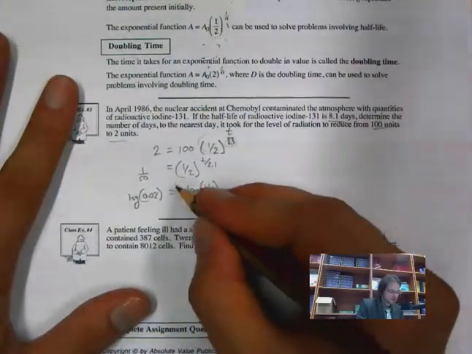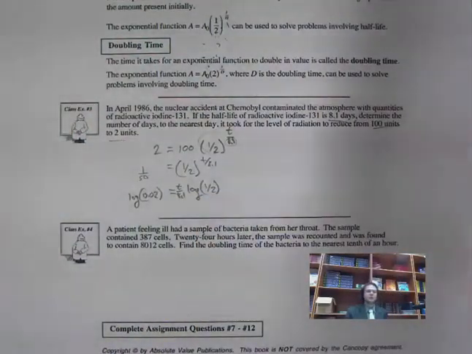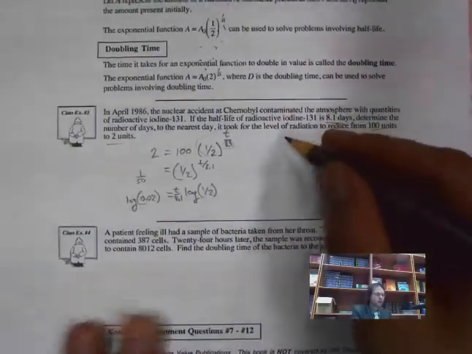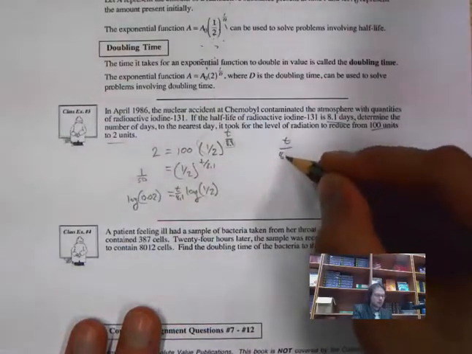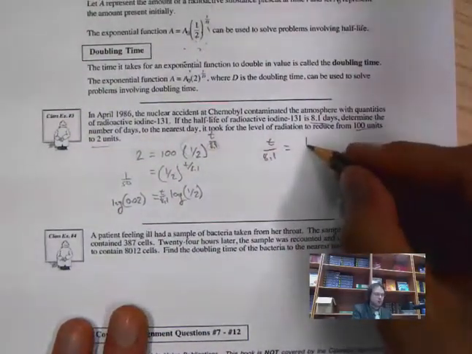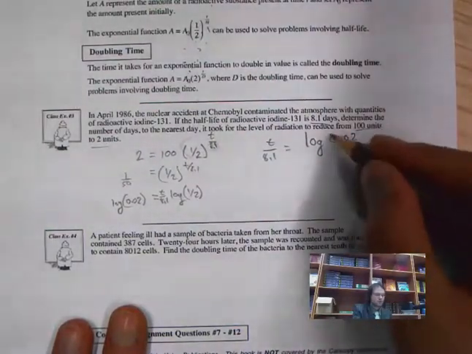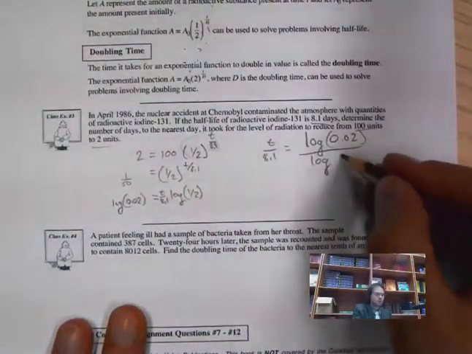And I could put this t all over 8.1 here. Okay? Now what must I do? I'm going to divide both sides by this log 1/2, or log 0.5. So if I do that, I'm going to end up getting t over 8.1 is equal to the logarithm of 0.02 all over the logarithm of 1/2, same as 0.5.